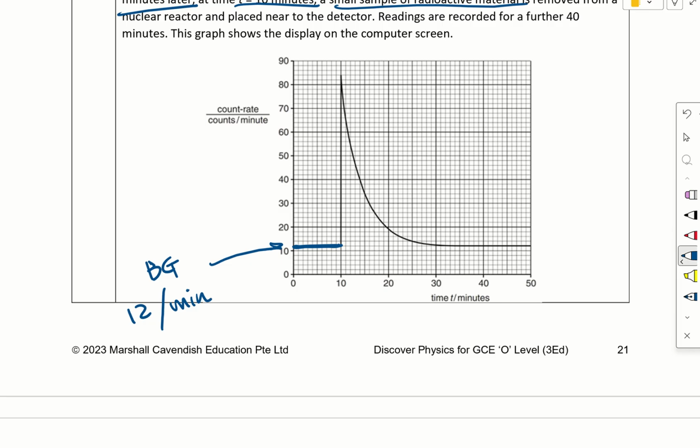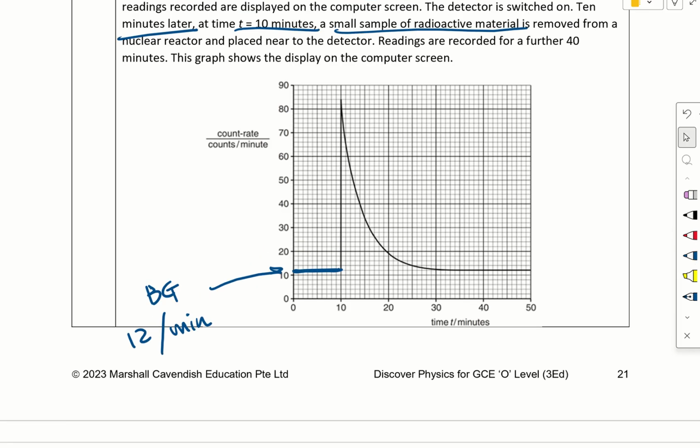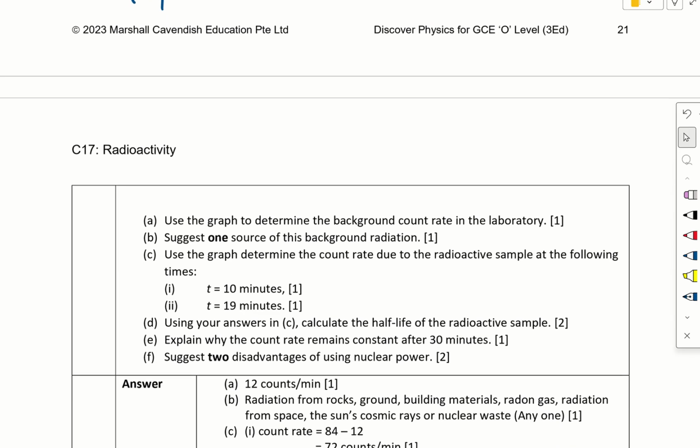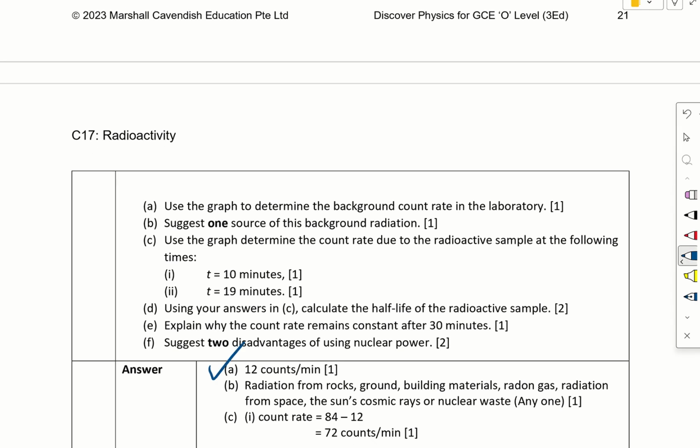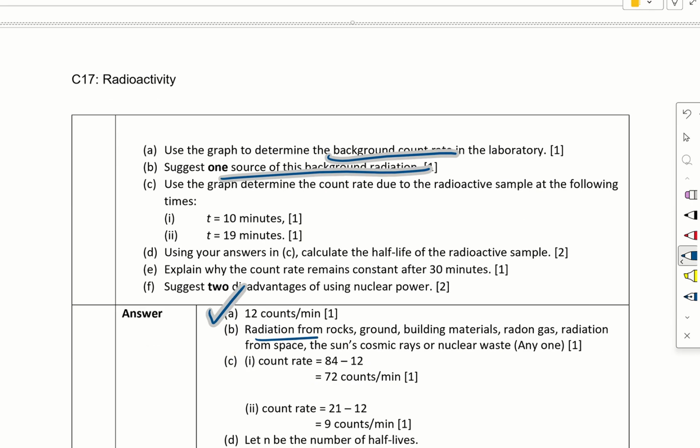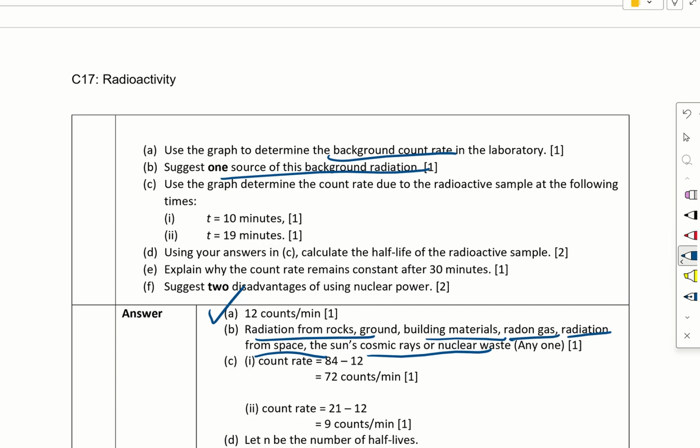Okay, background count. Then when I introduce the sample, it jumped up to 84 counts per minute. Which means to say, part A, determine the background count. So suggest one source of this background count we covered already: radiation from rocks, ground, building materials, radon gas, radiation from space, cosmic ray, or nuclear waste.